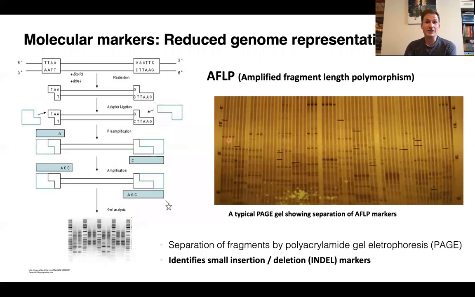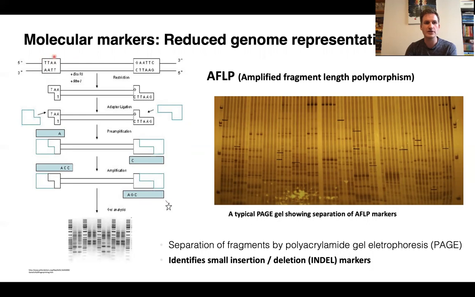AFLP markers are a bit more complicated. They're called amplified fragment length polymorphisms. It's another common system. And these rely on what they call restriction enzyme digestion points in the genome. And what I mean by that is there are some enzymes in bacteria that recognize certain base pair combinations, and when they see that base pair combination, they digest that point.